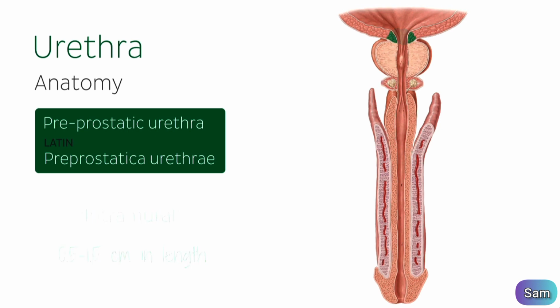Surrounding the preprostatic urethra is the internal urethral sphincter, which serves to assist in the control of continence of the bladder and also to prevent the backflow of semen into the bladder during ejaculation.